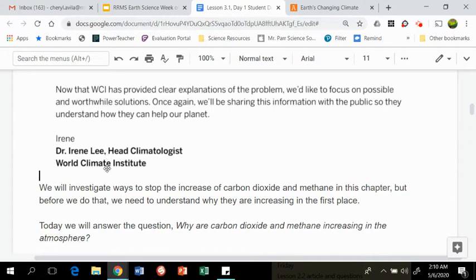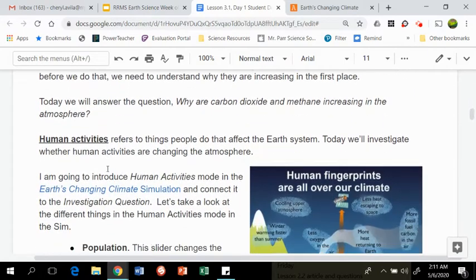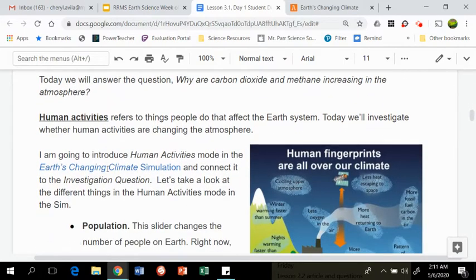So we will investigate ways to stop the increase of carbon dioxide and methane in this chapter. But before we do that, we need to understand why they are increasing in the first place. Today, we will answer the question, why are carbon dioxide and methane increasing in the atmosphere? Human activities refers to things people do that affect the Earth system. Today, we'll investigate whether human activities are changing the atmosphere. I'm going to introduce human activities mode in the Earth's changing climate simulation and connect it to the investigation question. Let's take a look at the different things in the human activities mode in the sim.